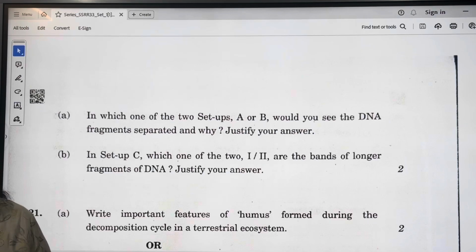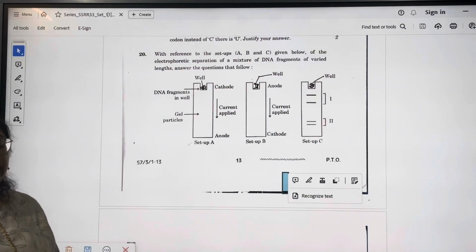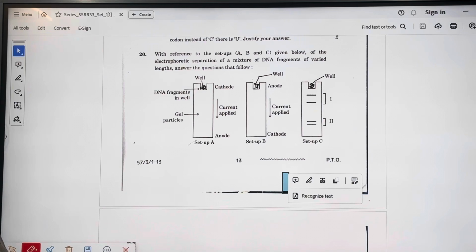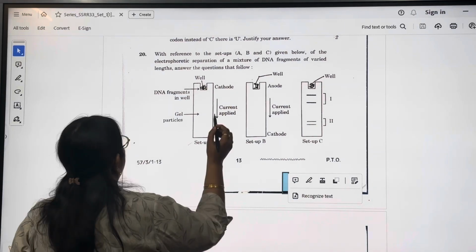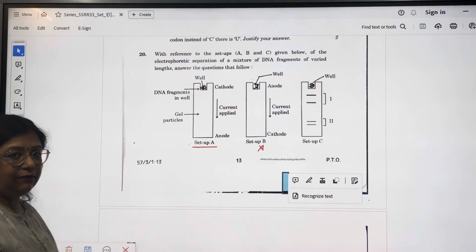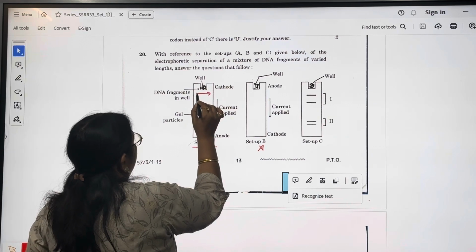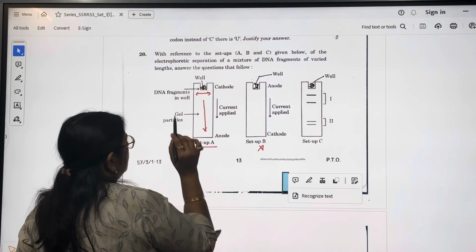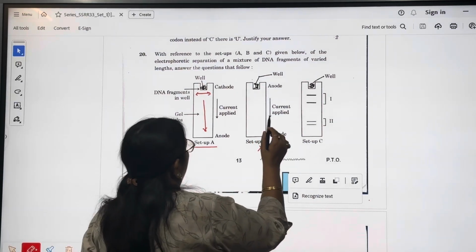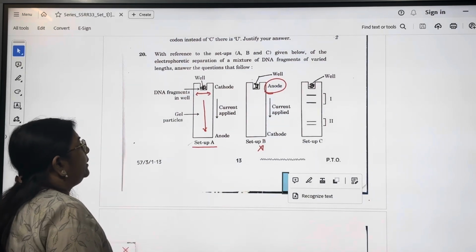Question is, in which of the two setups, A or B, would you see the DNA fragments separated and why? Justify your answer. Yes, out of setup A and setup B, the DNA fragments will be separated in the setup A only, not in setup B. Because you know that the DNA are negatively charged molecules and they move towards the anode. So, when they are loaded here, then the DNA segments are moved towards the anode. Here anode is already present at this side, so there will be no electrophoresis.